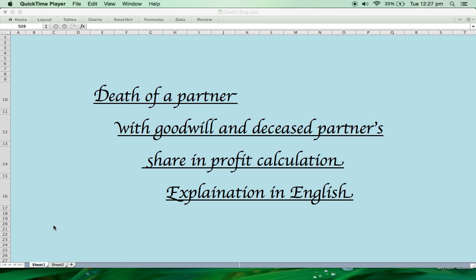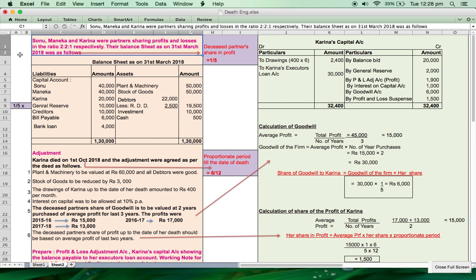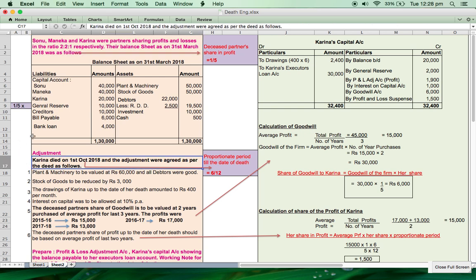Today in this video we are going to consider a problem on death of a partner with goodwill and deceased partner's share in profit calculation. This is the problem. Sonu, Menaka and Karina were partners sharing profits and losses in the ratio 2:2:1 respectively. Karina died on 1st October 18 and the adjustments are given below.